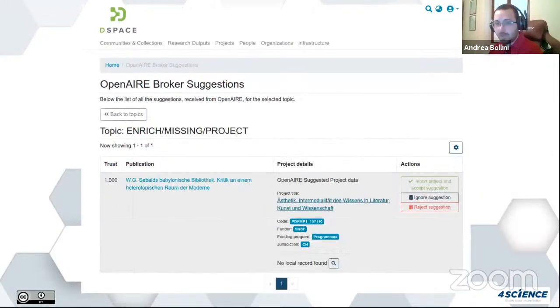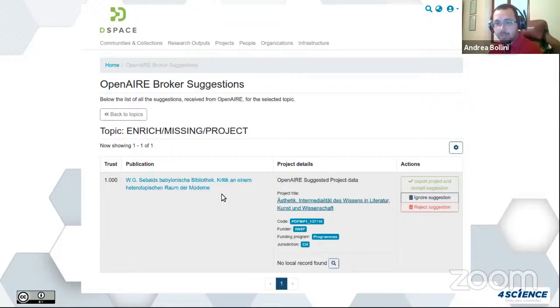A more interesting example is related to missing or additional funding reference discovered in OpenAIRE. In this case, the system presented detail of the funded project as present in the OpenAIRE graph. And again, the administrator can check more detail accessing the detail page of the funded project on the OpenAIRE portal, or look into the local detail of the publication in the repository.